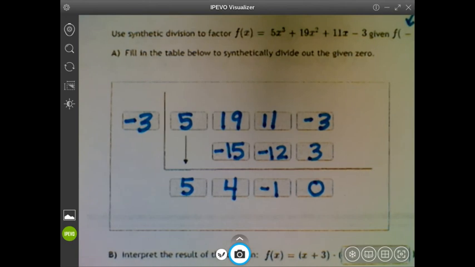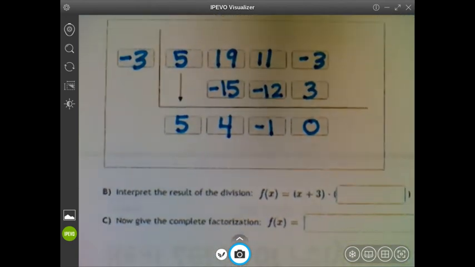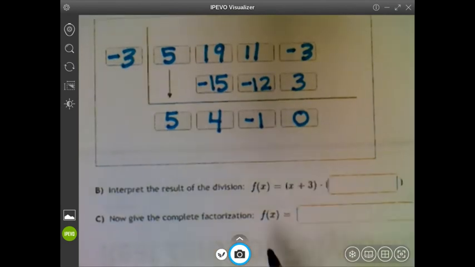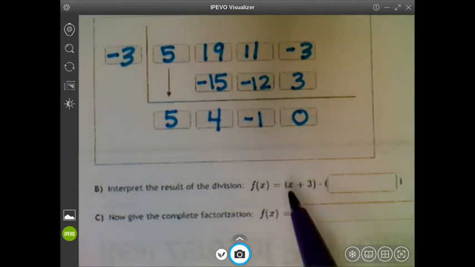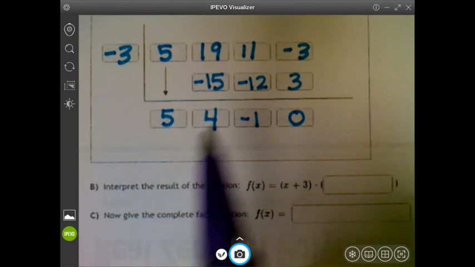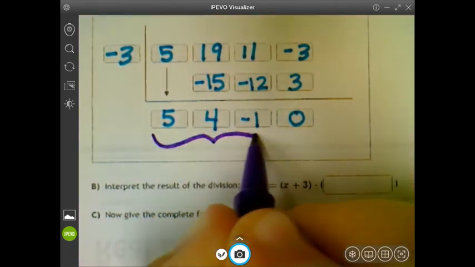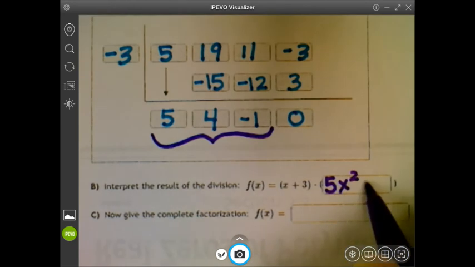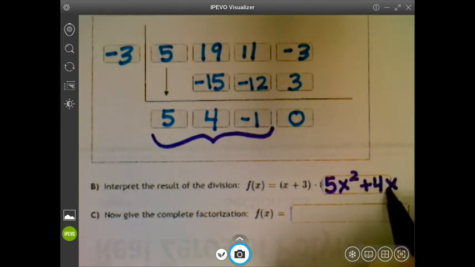All right, so part B says interpret the results. So we divided out the 0 at negative 3. So there is a factor of x plus 3. What's left over is this piece right here. It's going to be a 5x squared, a 4x, and a minus 1.